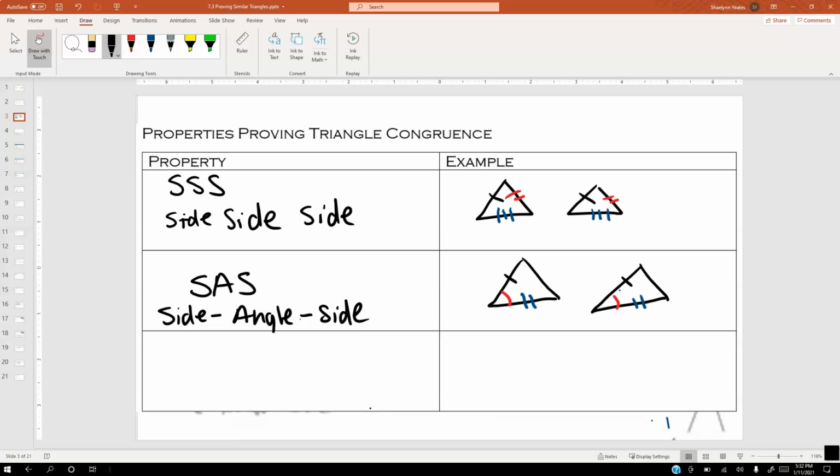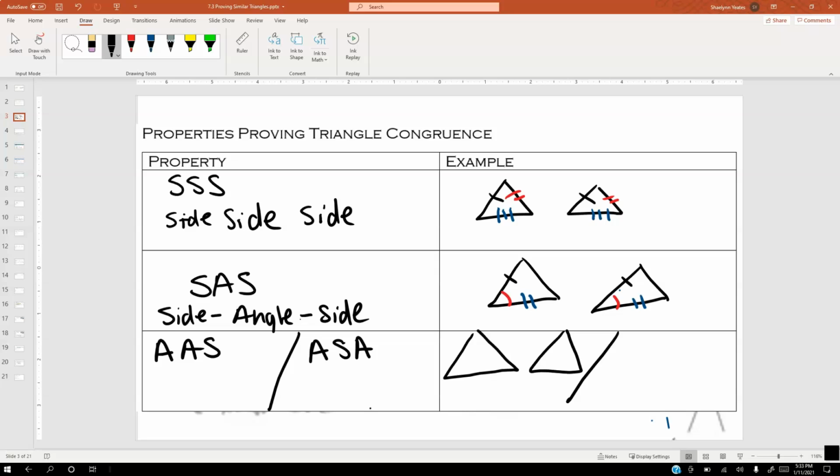The last properties, which I consider them to be the same thing, would be angle, angle, side, and angle, side, angle. Notice that there's two angles. So these two ideas is that you have, so we'll do this first one. You have this angle, and you have congruent to this angle.